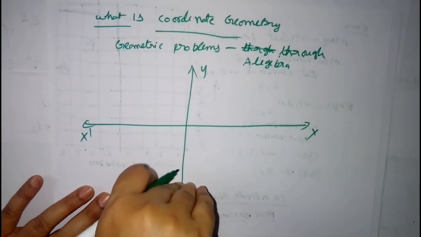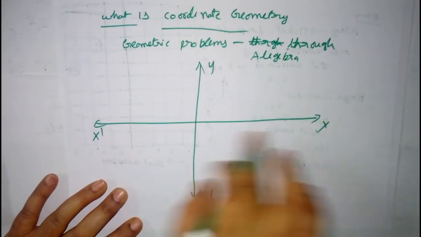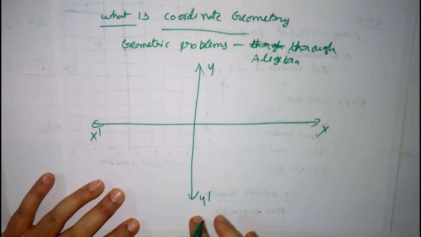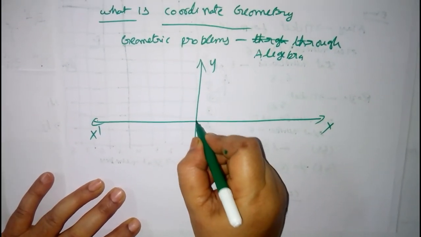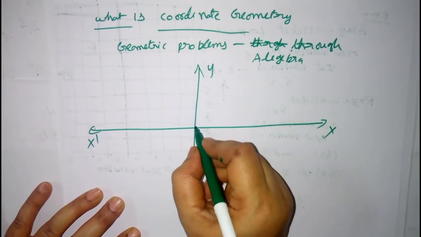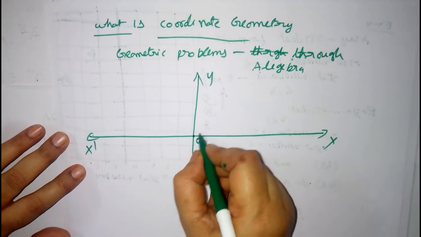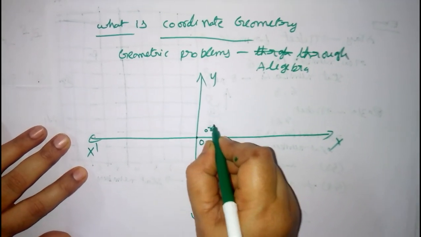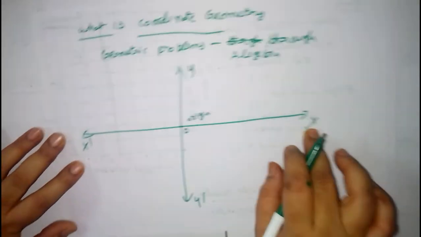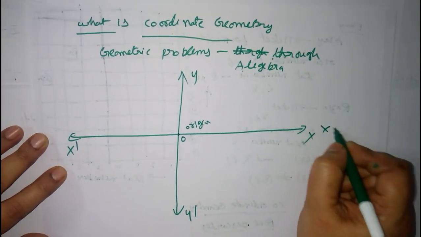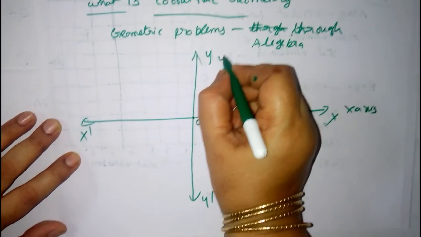The point where x dash and y dash cross is called the origin. We use O to represent this point. What do you call this O? Origin. This horizontal line x dash x is called the x-axis. This vertical line y dash y is called the y-axis.